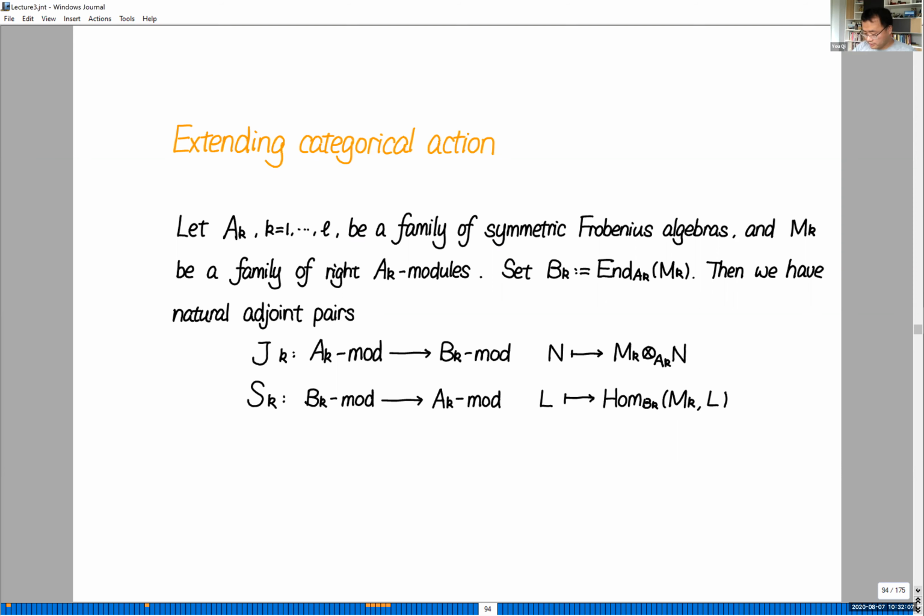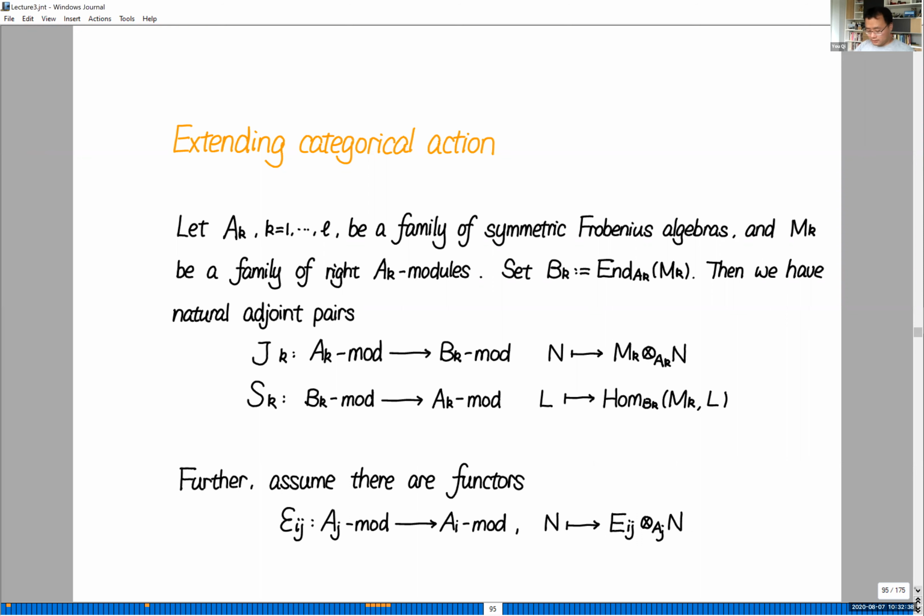So you can tensor-induce along M_K from A_K modules to B_K modules. And it has a natural right adjoint called the Zuckerman functor. Let me explain where this S_K comes from. It comes from Hom of M_K. This S functor is given by Hom of M_K over B_K into an arbitrary module. So they are a natural tensor-Hom adjunction, as we have already seen in the Hopf algebra context, this very general tensor-Hom adjunction.